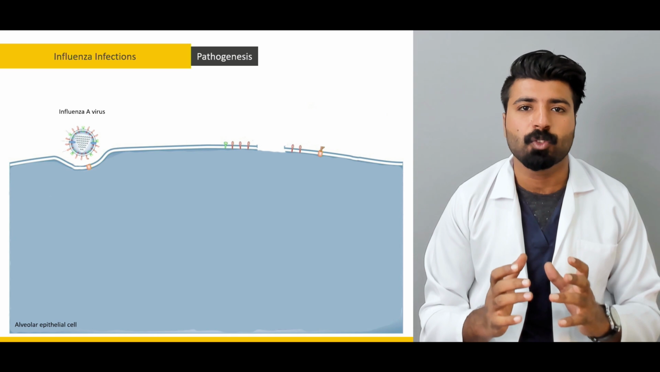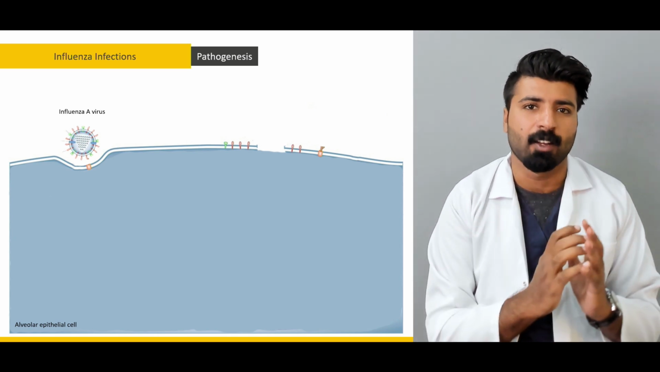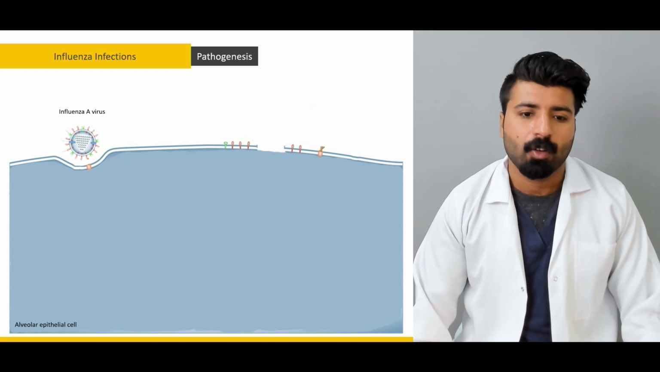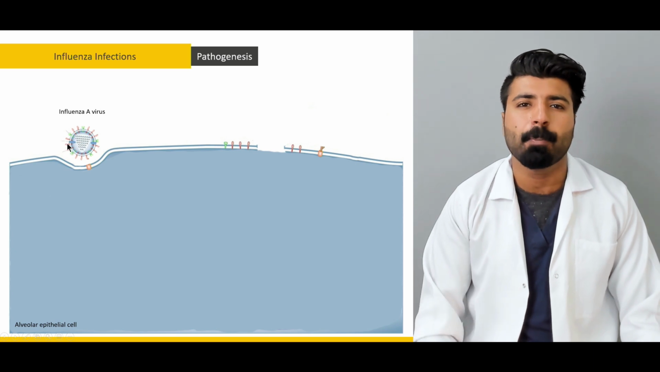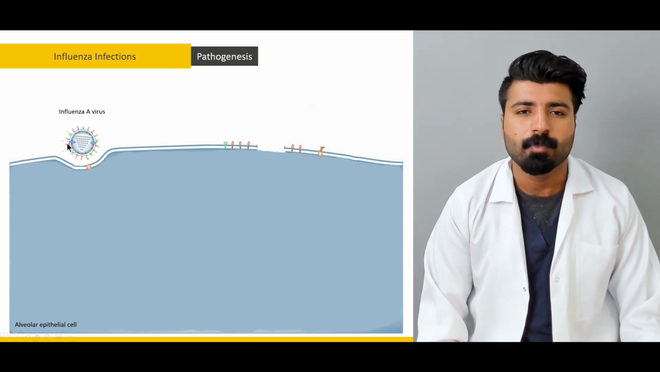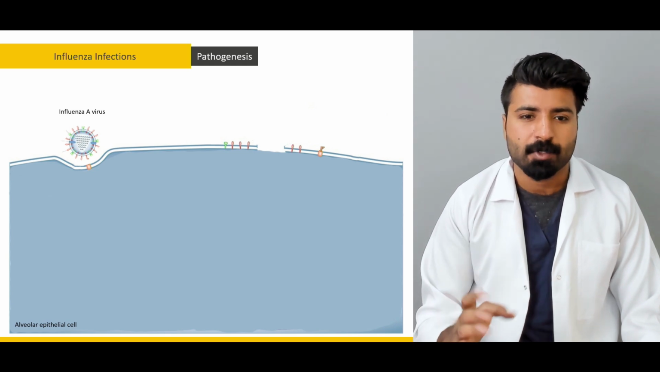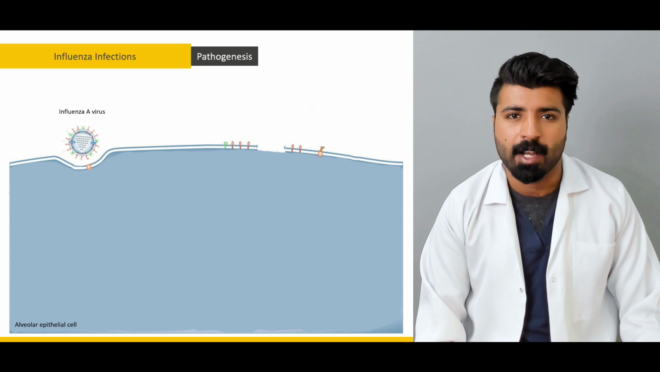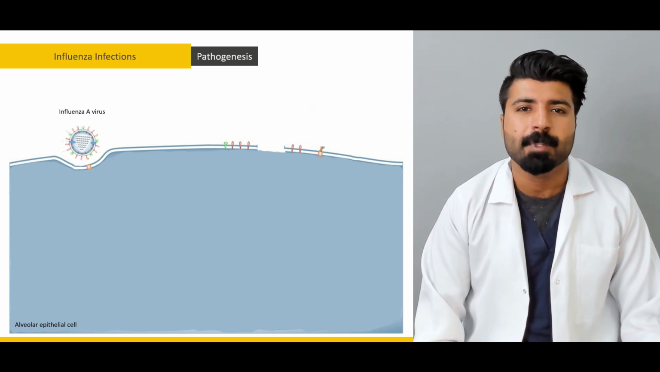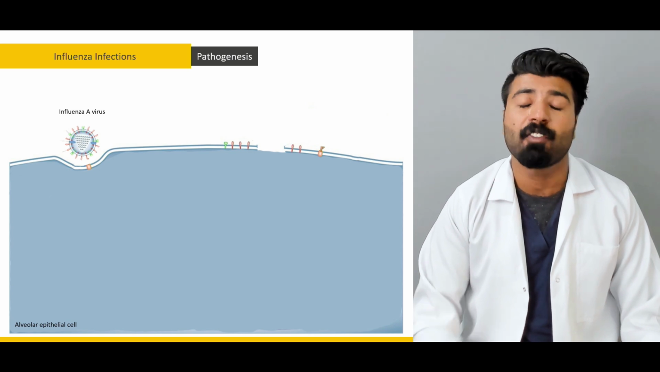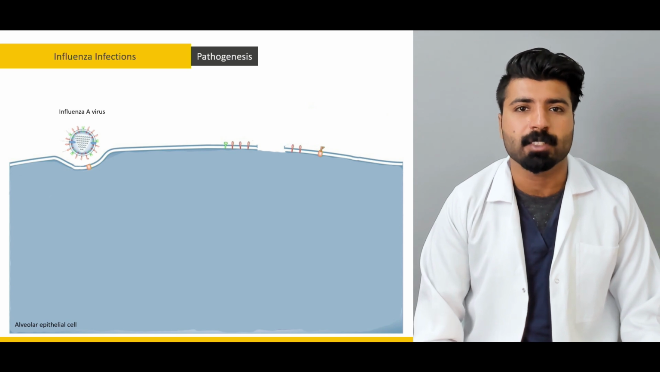That capsule is there so that it can get in contact with another cell. And on that capsule, look at these structures. These are called protein spikes. There are two types of these protein spikes, H type and N type. H type is called hemagglutinin and N type is called neuraminidase. You have to remember these names. This is very important: hemagglutinin and neuraminidase.